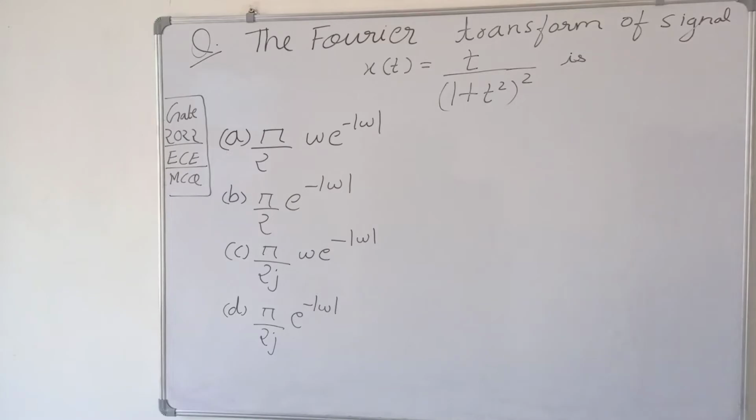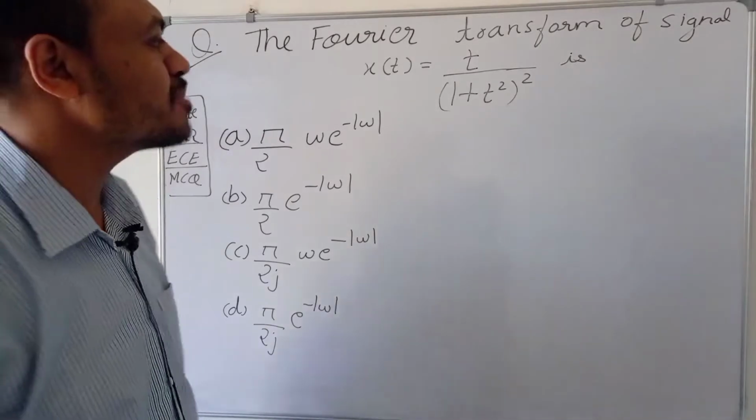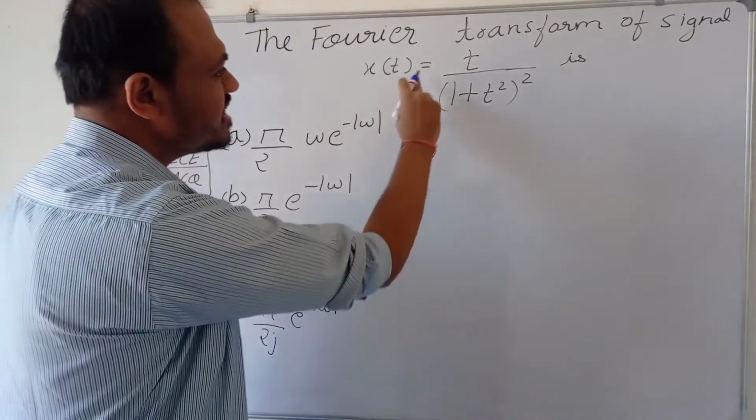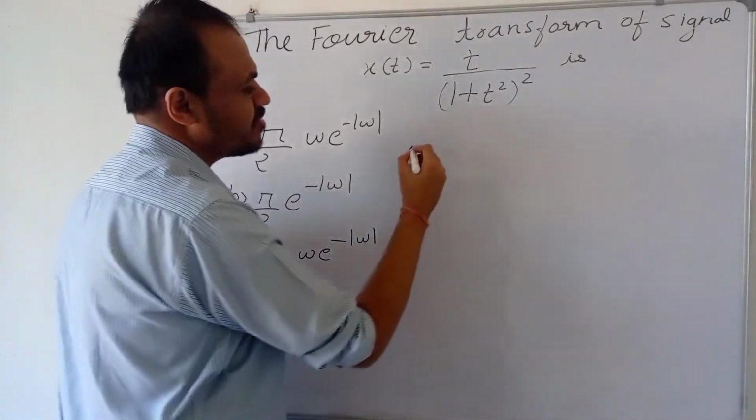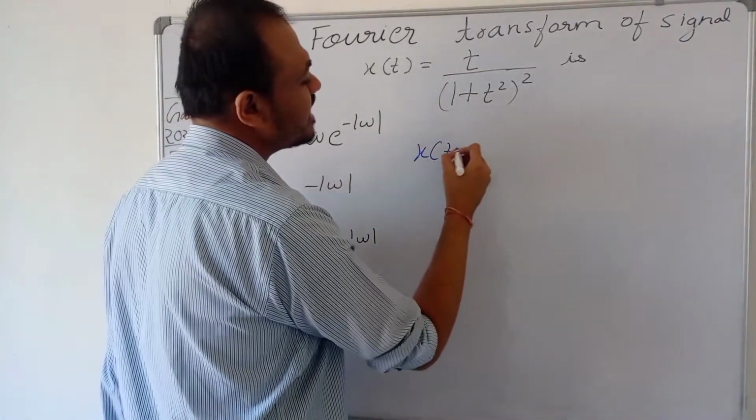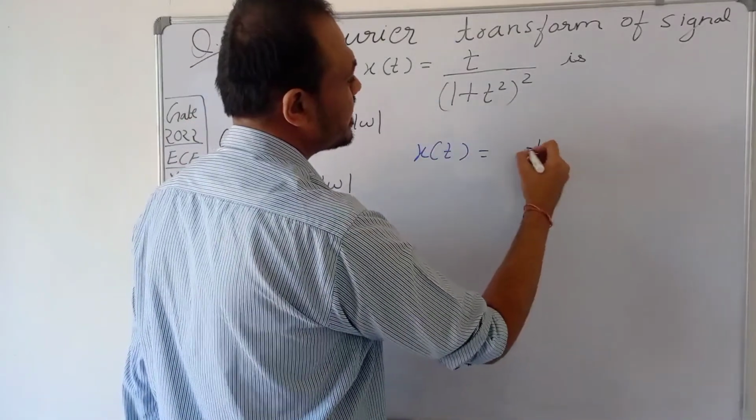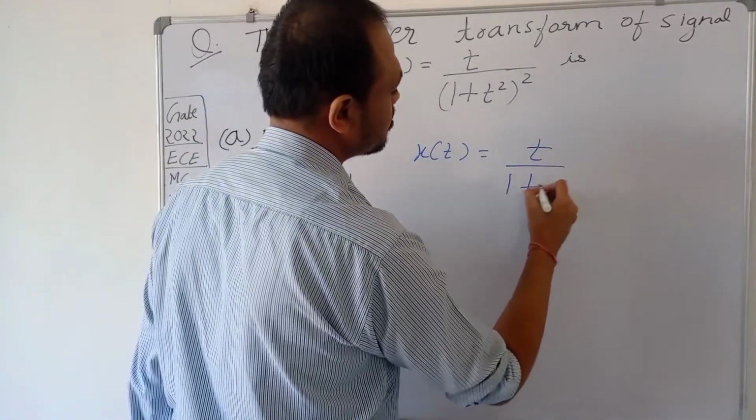See, we have already solved this question using the long method. Now we will see how to solve this question using the short method. See, this is the signal x(t). x(t) is equal to t / (1 + t²)².